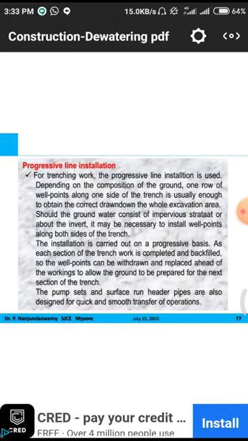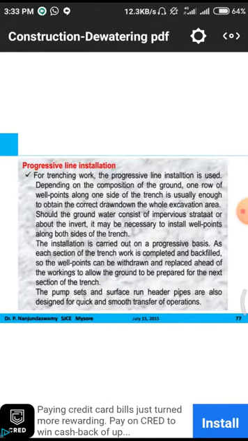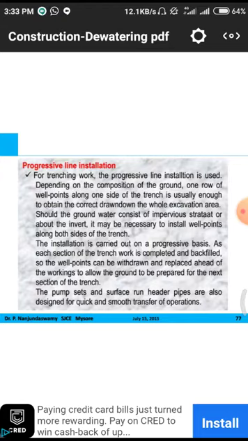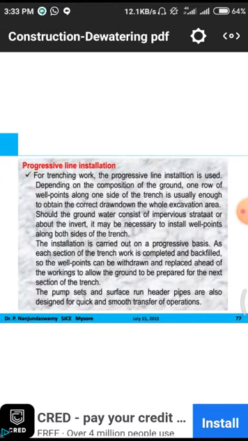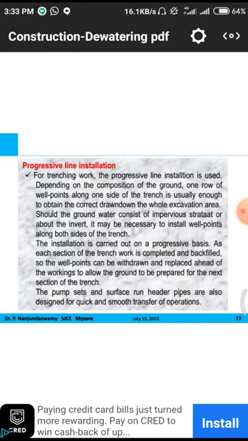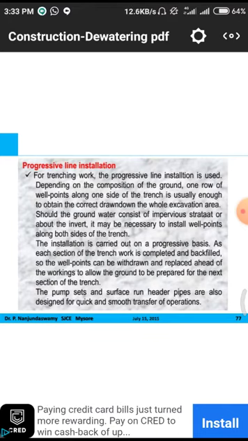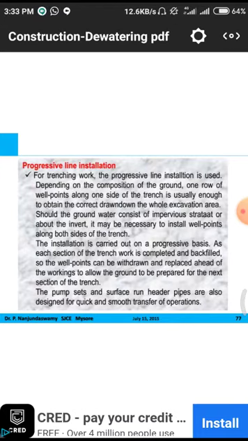It means these trenches are arranged line by line, simply in a progressive order. That means according to the heights or widths they have, from each trench they are collecting a particular quantity of water and pouring it onto the other sides. These pump sets and surfaces can run. Header pipes are also designed for quick and smooth transfer of operations, depending upon the soil characteristics and water parameters.